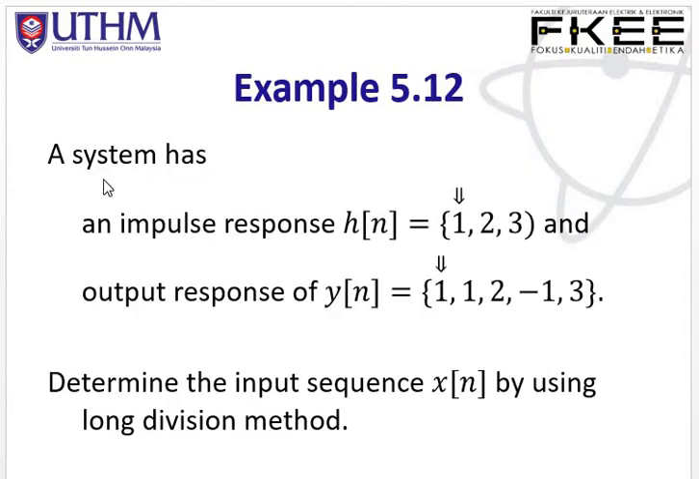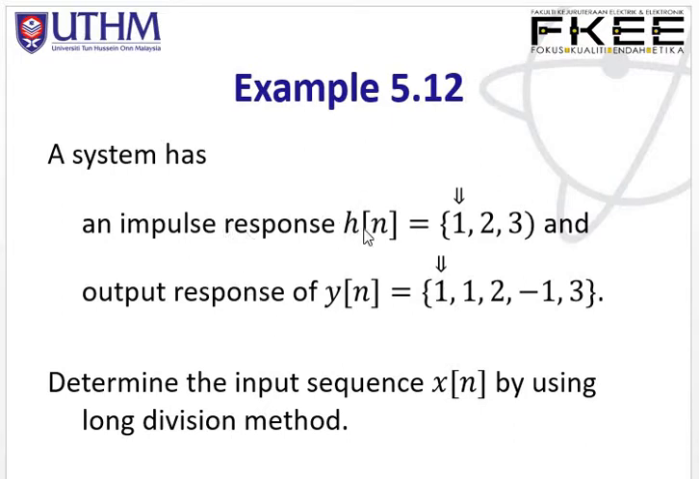Now let's look at the example. A system has an impulse response h[n] equal to 1, 2, 3, and an output response y[n] equal to 1, 1, 2, minus 1, 3. Determine the input sequence x[n] by using the long division method. How to solve this question? We actually can solve by using this one.